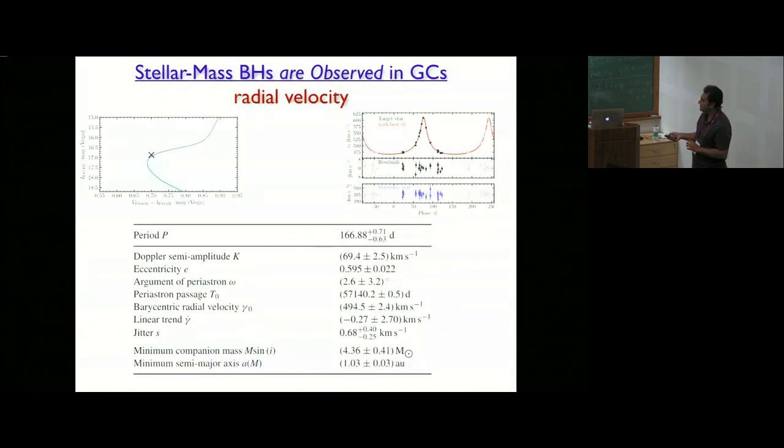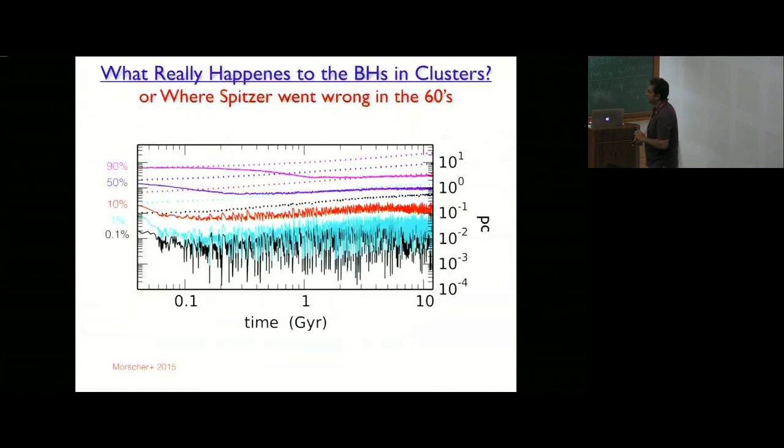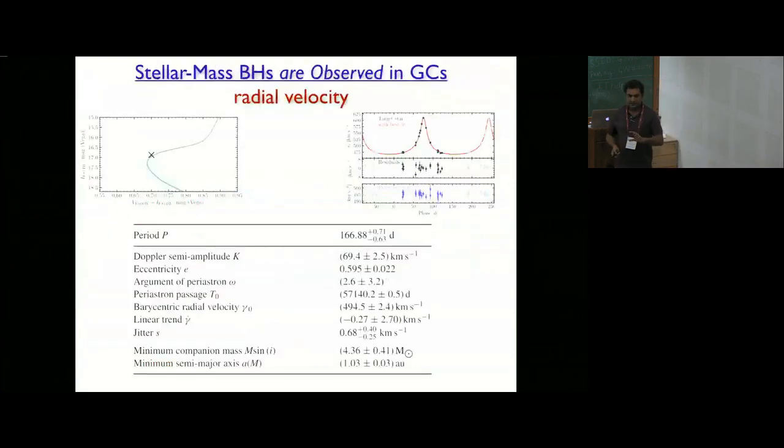So that's the minimum mass of the unseen companion. So clearly, some black holes live in globular clusters. This is now observationally verified. So let's look at why Spitzer was wrong. Spitzer was a smart guy. He usually didn't make mistakes.